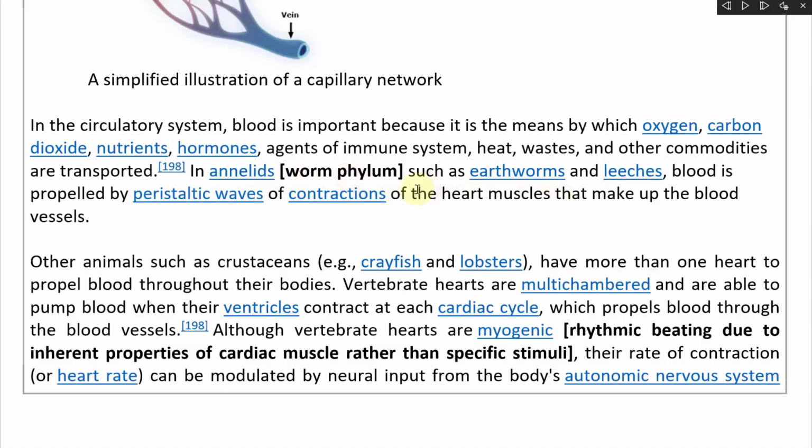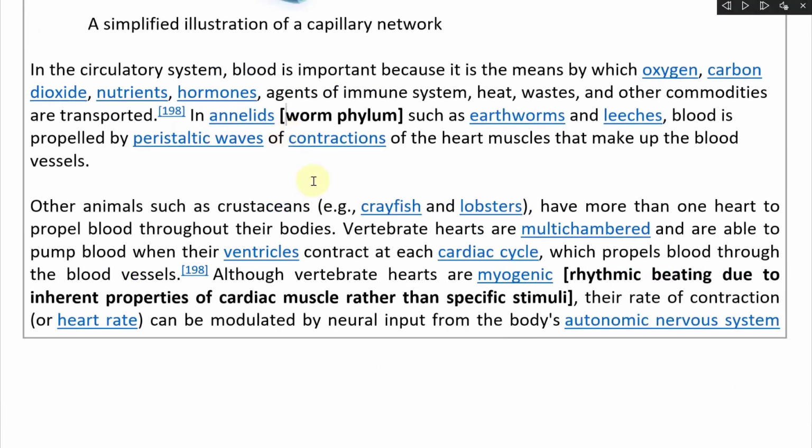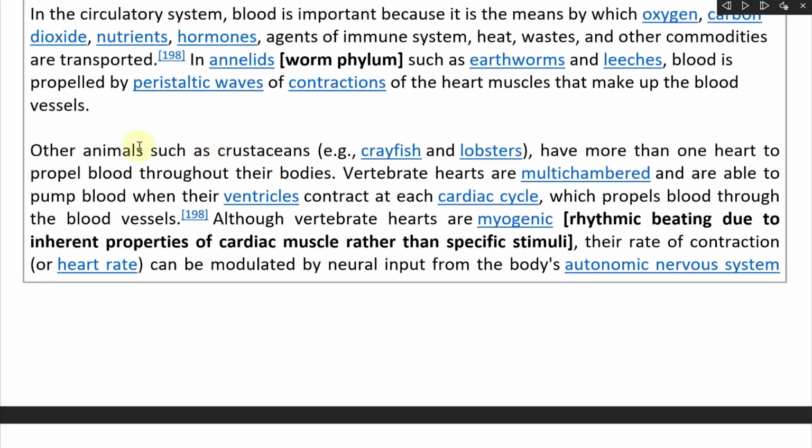Basically, you think of the worm. It contracts, expands, and then pushes the blood all the way across. So you have this setup over here. Here's a worm, and it's moving its blood across like that through the heart muscles. Quite interesting. It has a compression-expansion wave. Other animals such as crustaceans, e.g. crayfish and lobsters, have more than one heart to propel blood throughout their bodies. So interesting, more than one heart.